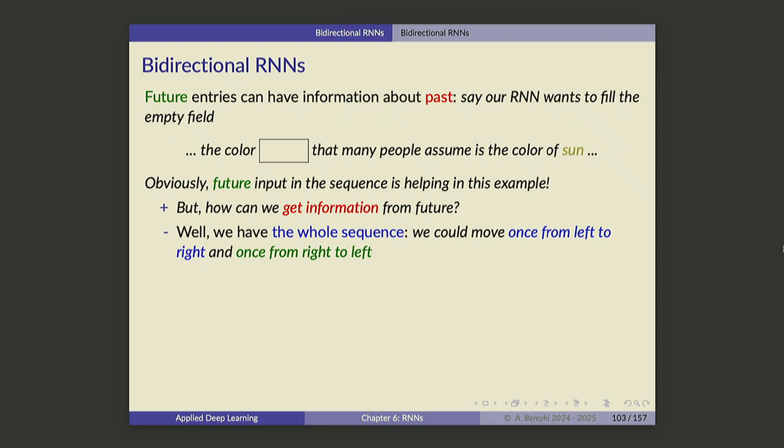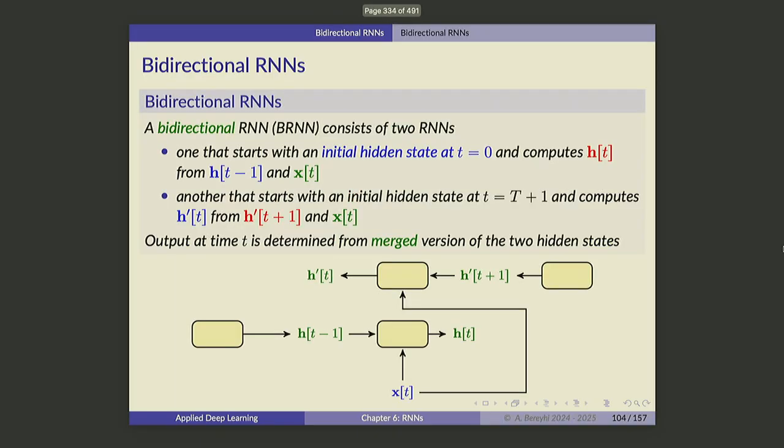How can we do that? We can start from here and process the hidden state, computing the hidden state for the next time. And we also start with another hidden state, starting from the end of the sentence, for example, and then we just go back. Every time we compute that one as well.